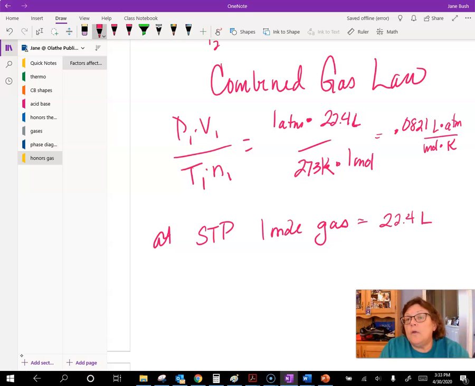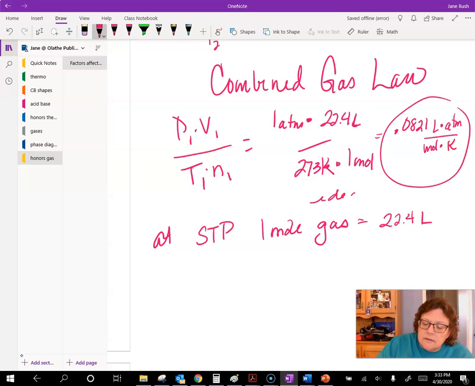So now, if we have a gas, we don't have to manipulate that gas. We can just compare it to this. This is called the ideal gas law, and this value here is the ideal gas constant.